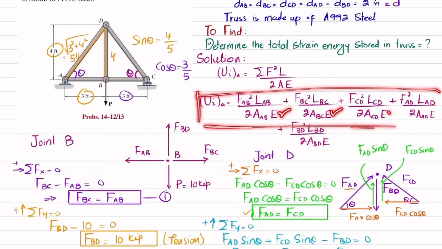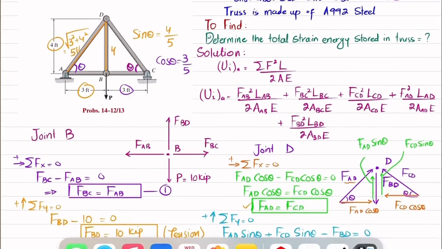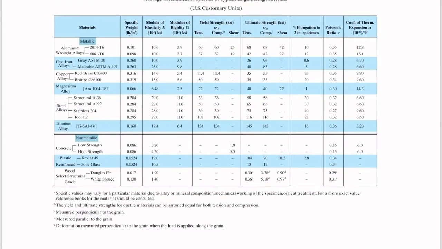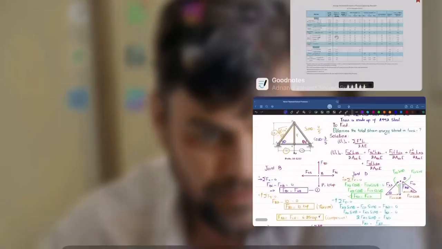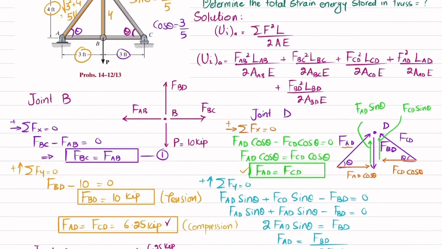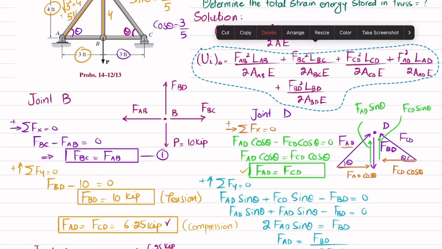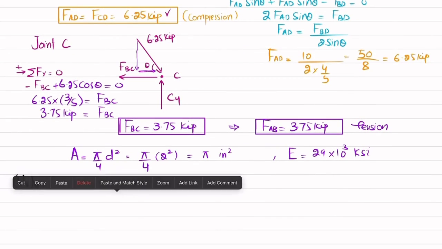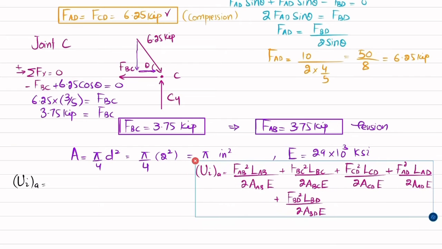We will need E, modulus of elasticity of A992. So for that, we will go to the property table of the book. You can see this is the property table, and A992, E is 29 into 10 to the power 3 KSI. So we will note down it as well. E is equal to 29 into 10 to the power 3 KSI. So what we are going to do, we will put the value in the formula U_i due to axial load is equal to, this is the formula. Let me copy it so that we can easily put the value. Okay, we'll copy it and we will paste it over here. This was the formula. Clear?